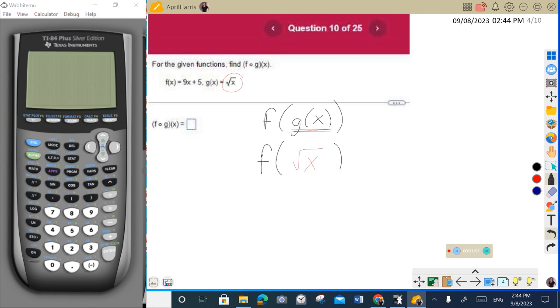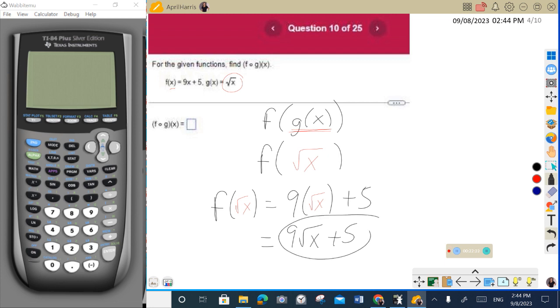And then you're finding the f of stuff, so you're going to use the f equation, and everywhere there's an x, you're going to put parentheses. So the f of stuff is 9 times stuff plus 5, and instead of x, we're going to put in square root of x. And the nice thing on this one is you can't really do anything. So 9 times the square root of x is just 9 square roots of x plus 5, and that is the f of g of x.